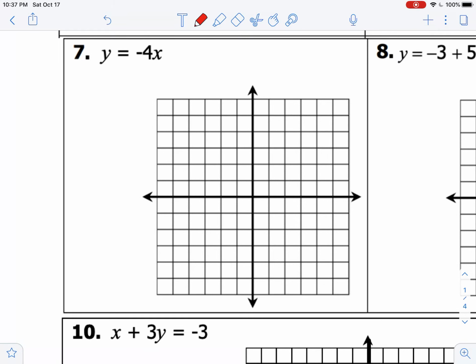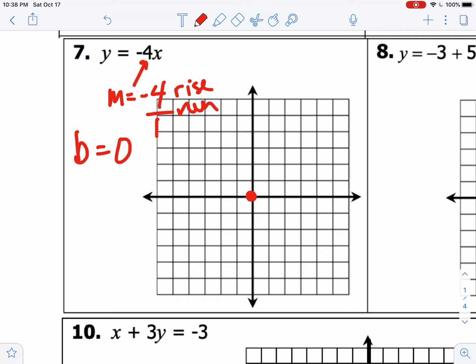Okay, let's take a look at this one. Now, this one, if you notice, it says y equals negative 4x. Well, that guy right there is our slope. It is negative 4. But if you notice, there's nothing over here to the side. So what that means is that your b is 0. So that means we're going to start here at the origin.